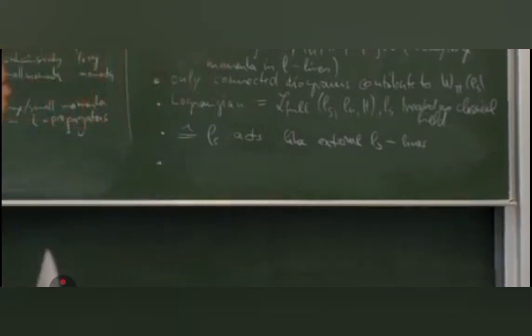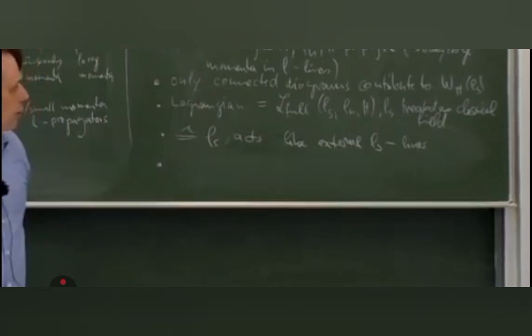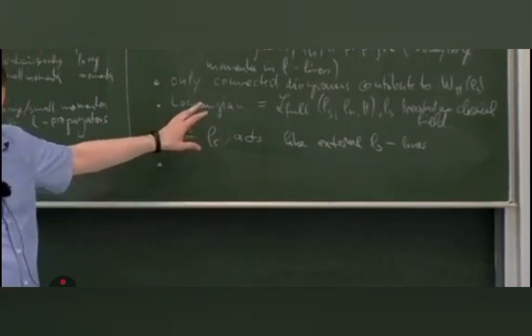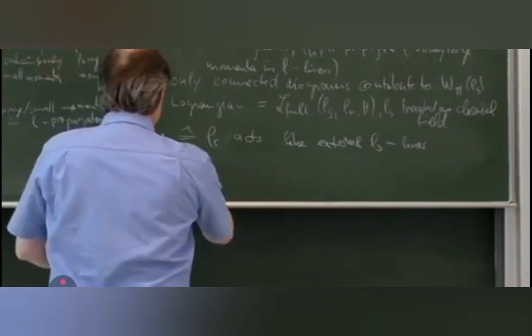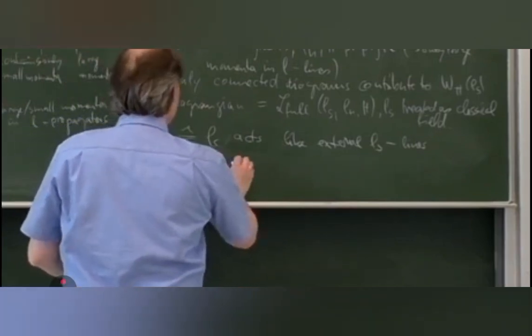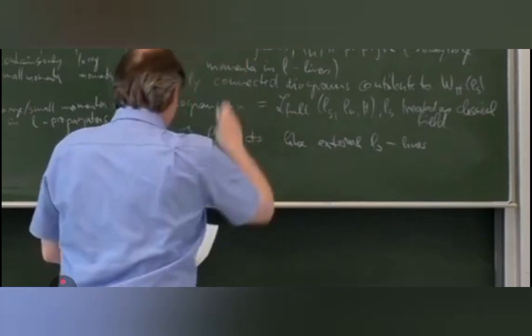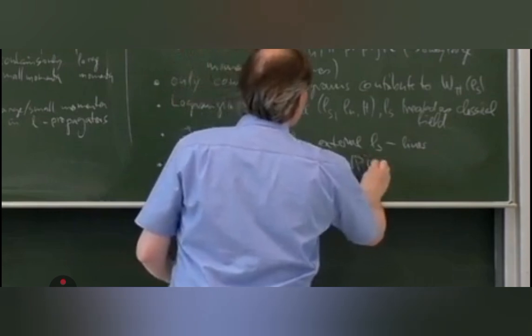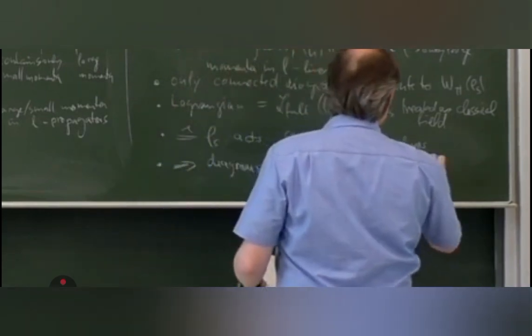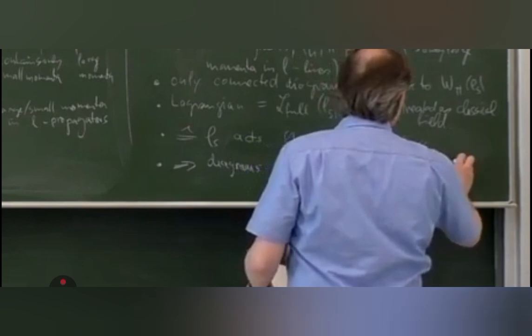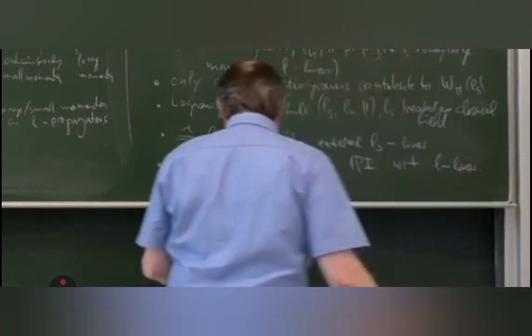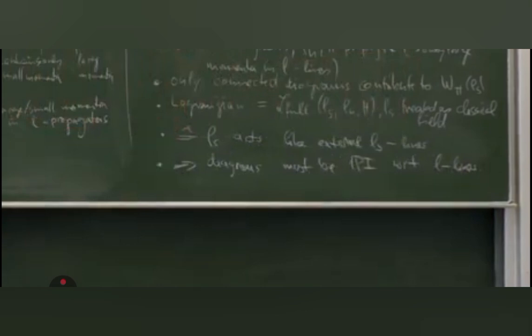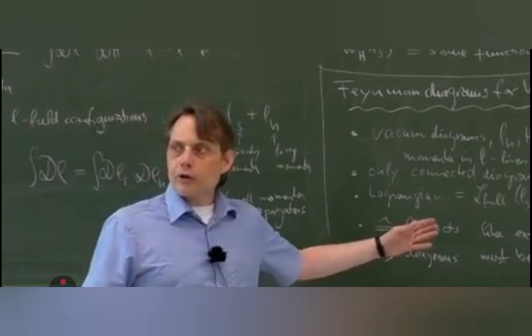Then, in general, this is all we know. Connected Feynman diagrams, but now we can draw a conclusion, namely the conclusion is that the diagrams that fulfill these properties must be one particle irreducible with respect to the L lines. And why do they have to be one particle irreducible with respect to the light lines? Because the light lines carry a large momentum.